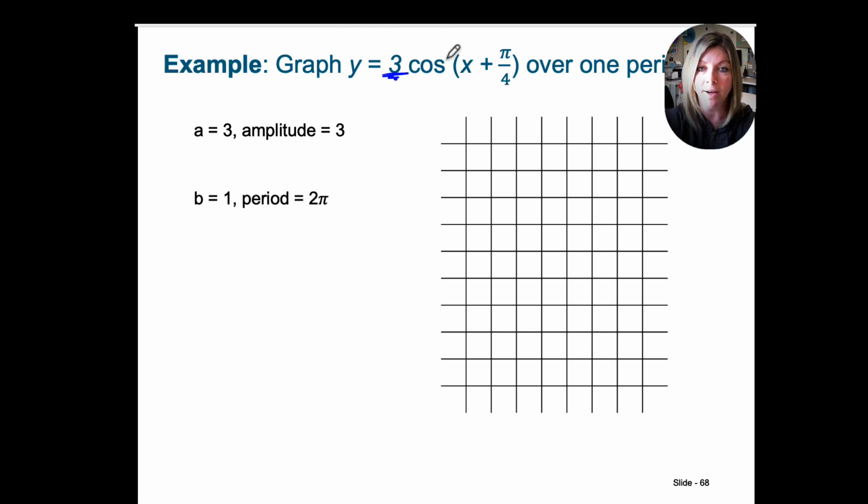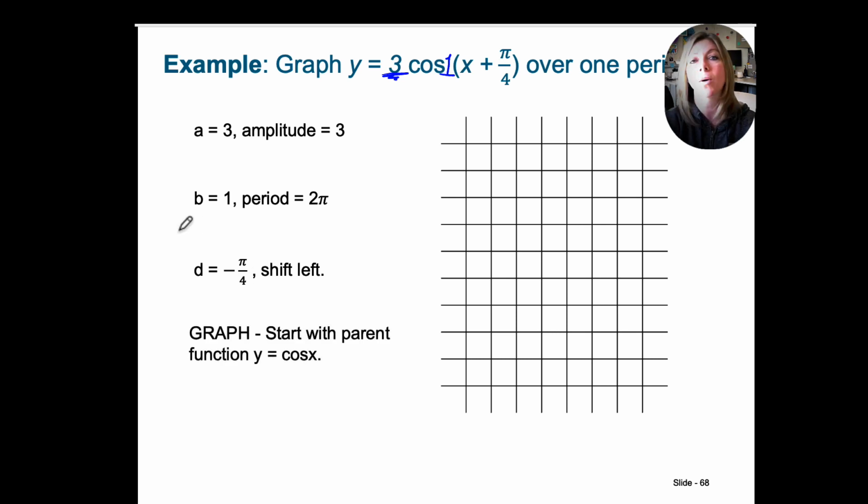B is 1. It's right here. So no transformation to the period of the parent function of cosine, so it remains 2 pi. We skip C, okay? We go A, B, now D. D, we can see from the argument, is negative pi over 4, and that means we're going to shift our function to the left, pi over 4 radians.